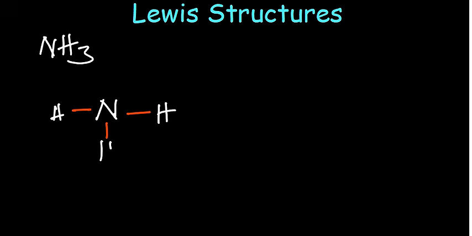Now, nitrogen is in group 5, so it has 5 valence electrons. Out of the 5 valence electrons, nitrogen has used 1 to form a bond with each hydrogen. So it has used 3, remaining with how many? 2. The 2 are what we refer to as the lone pair electrons. That's our beginning. It's very easy when you're dealing with hydrogen.